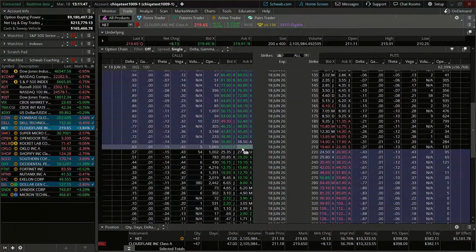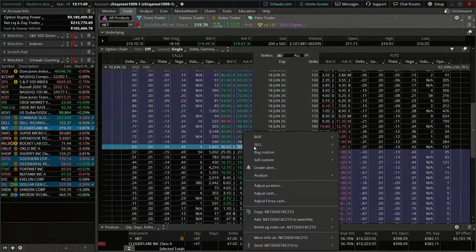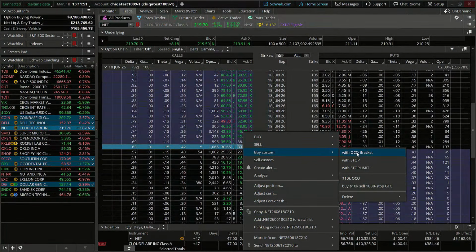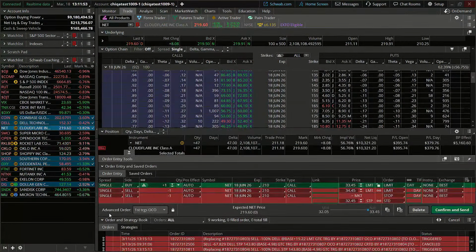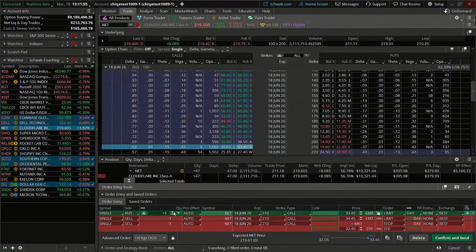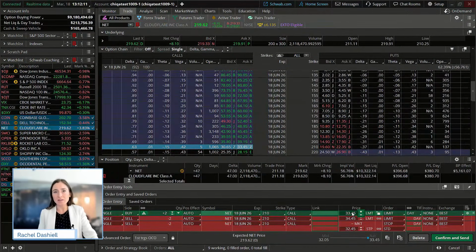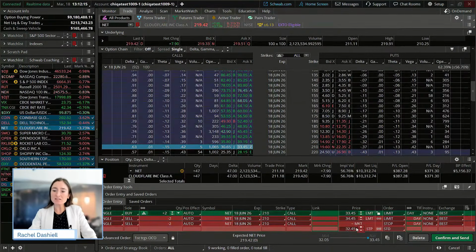So on this one, I am going to right click on this option, go to buy custom with OCO bracket, and I'm going to bump this up to 2 contracts, because we do have about $10,000 that we can put into a trade, but keep in mind we would be risking roughly 6,700 on this, since when we are buying the option, we are putting the entire premium at risk, but we will have a stop on the downside there to try to protect us.